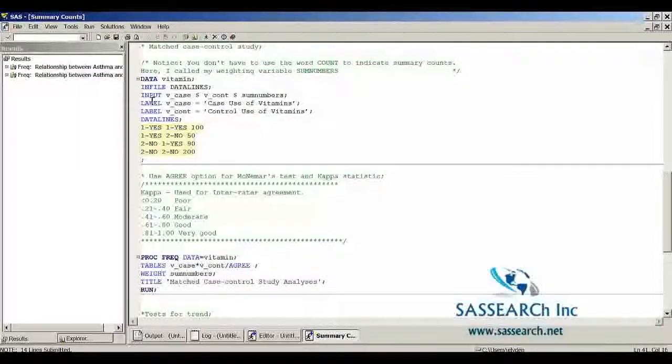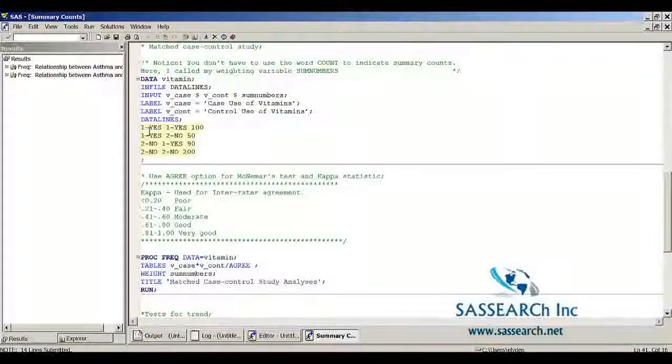So I'm inputting data, again, 4 observations. The first variable is called vCase. The second variable is called vCont for controls. And my weight variable is called sum numbers. So in this study, each case was matched to a control based on some possible confounding variables, such as age or gender or study site.